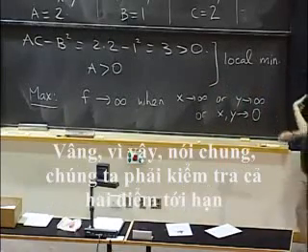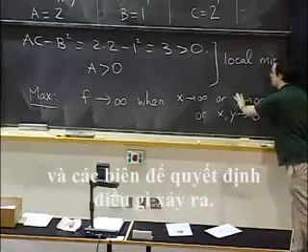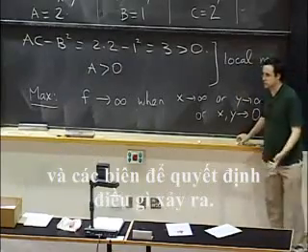Okay, so in general, we have to check both the critical points and the boundaries to decide what happens.